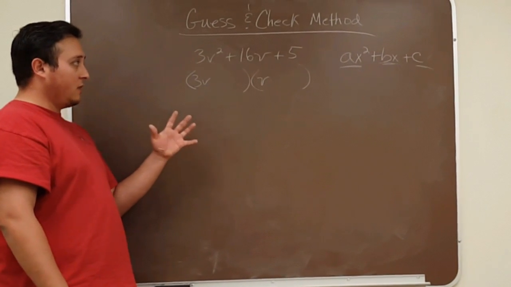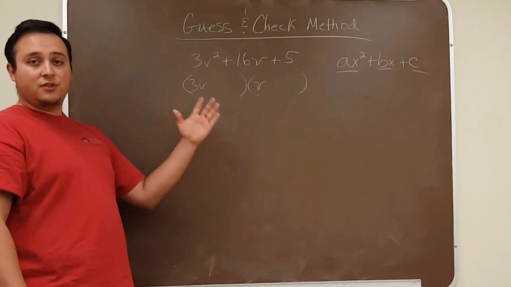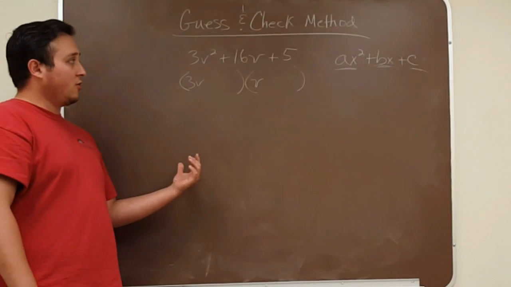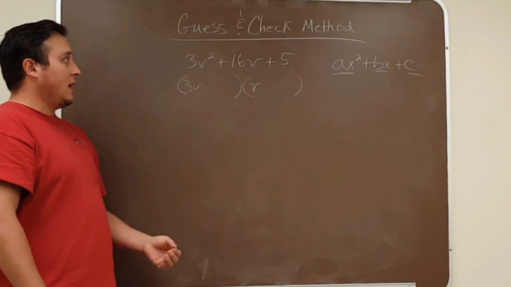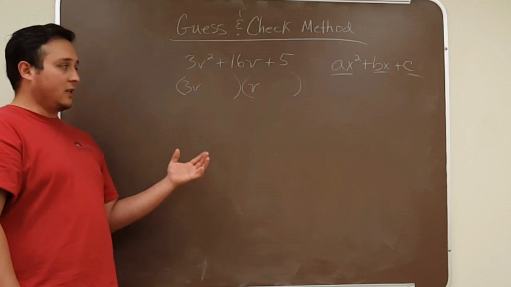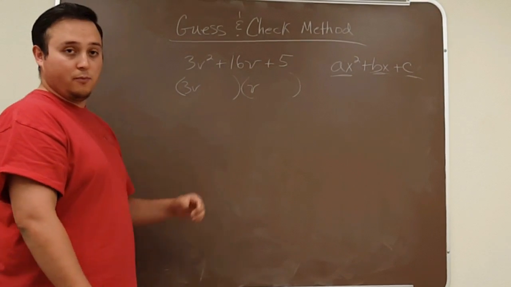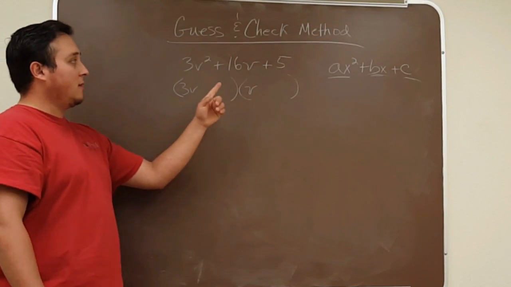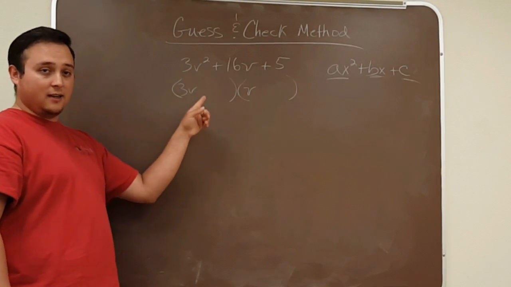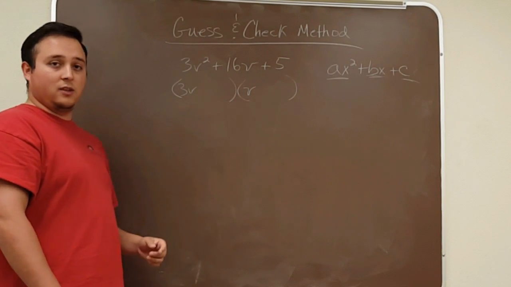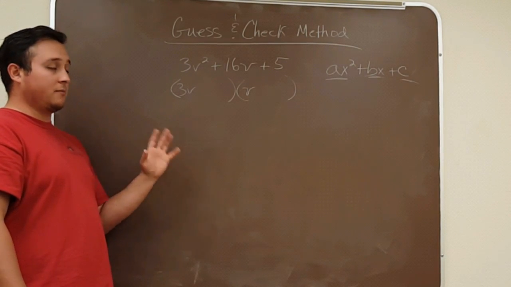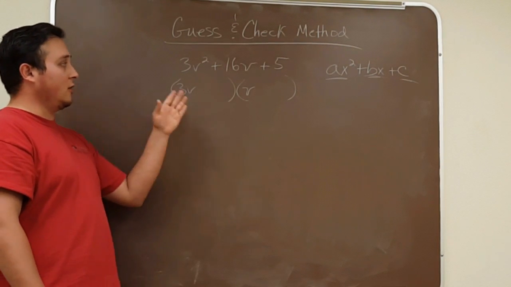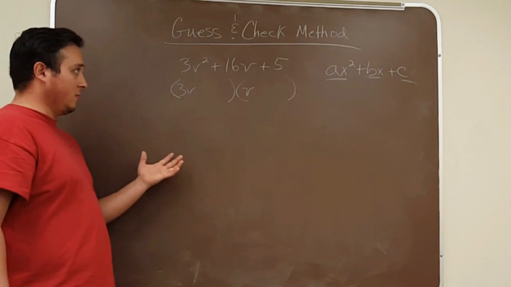So the next step of this is to figure out what the sign within your parentheses is going to be. The sign within your parentheses is dependent on your c term and your b term. So if your c term is positive, in this case it is, and your b term is positive, it's going to be two positive signs within your parentheses. If your c term is positive and your b term is negative, it's going to be two negative signs within your parentheses.